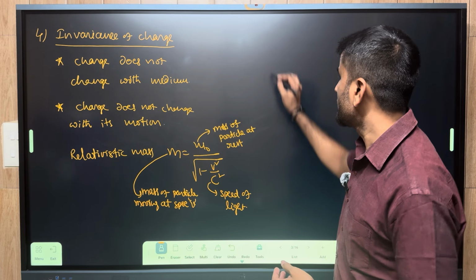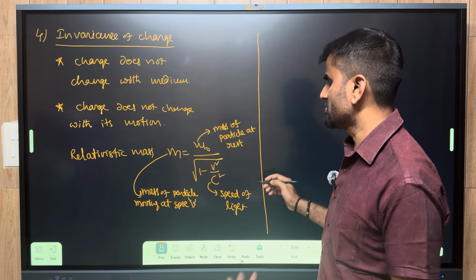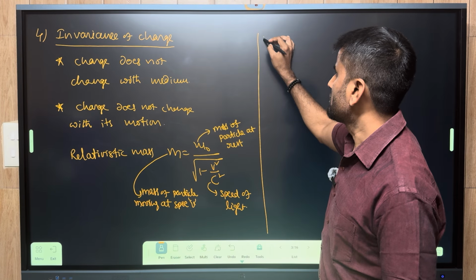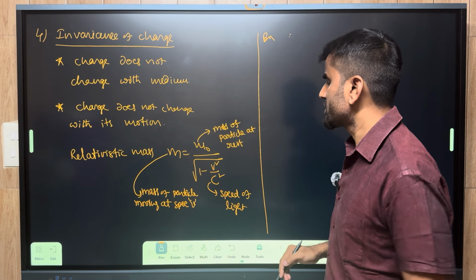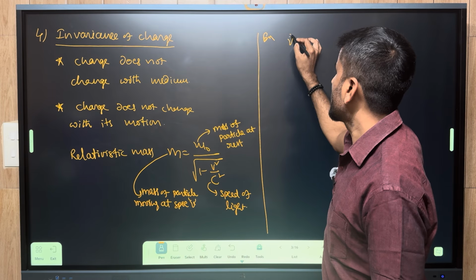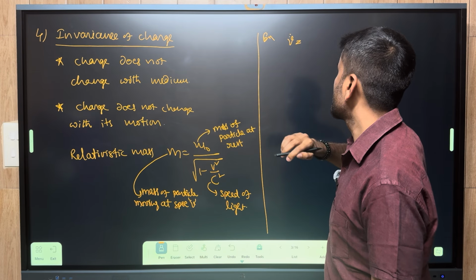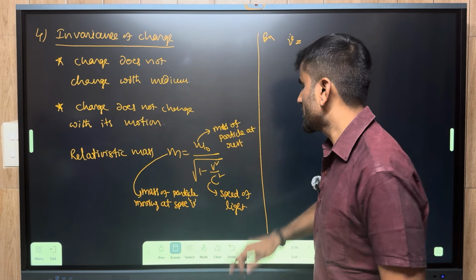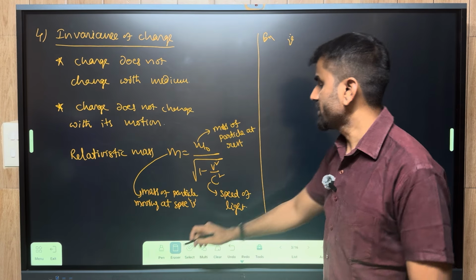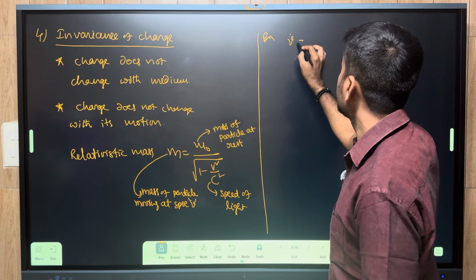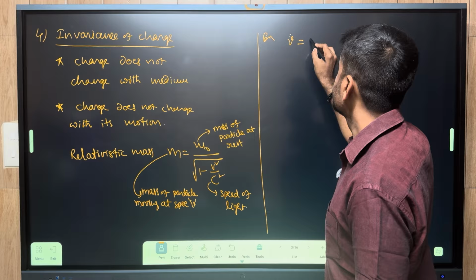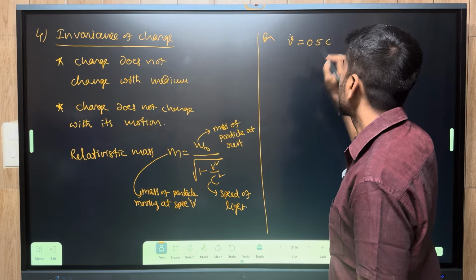Let me give you an example. Let's take one value to understand it better. Let's say a particle moving with a speed which is close to the speed of light, which is comparable to the speed of light. V is equal to 0.5 c.